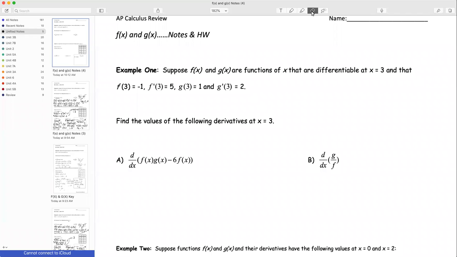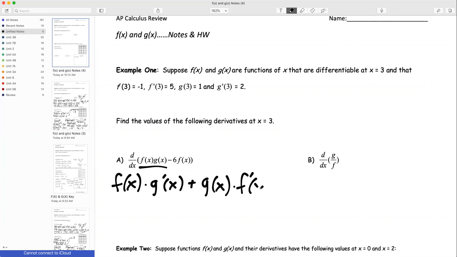So I am going to take the derivative here of what's inside the parentheses and do the product rule. So I've got f of x times g prime of x plus g of x times f prime of x. That's the product rule for the first part. And then the second part, I have -6 times f prime of x. And the second part of that would be 0 because I'm taking the derivative of -6.